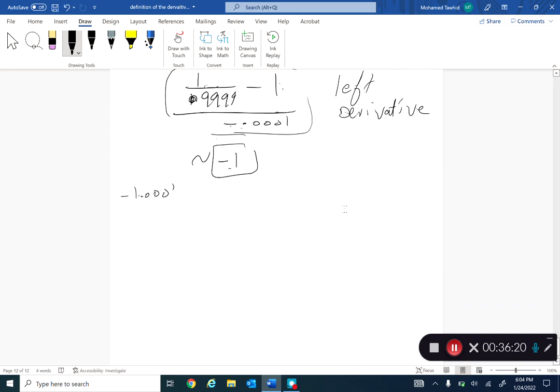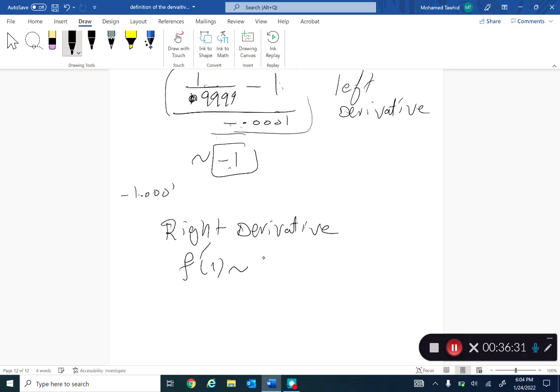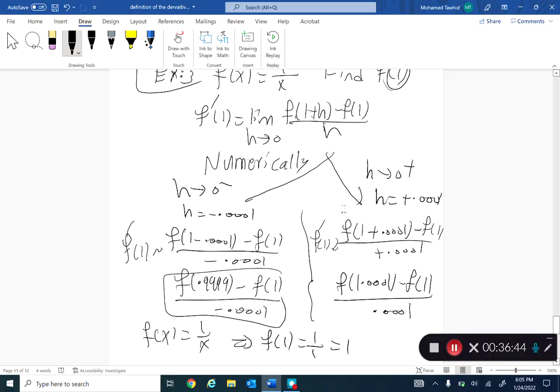I have to repeat the same story for the right derivative. What is your right derivative? It will be f prime of 1 almost, f of 1.0001 minus f of 1 over positive 0.001. How did I get that? If you look up here, this part, f of 1.001 minus f of 1 over plus 0.001, is when h goes to 0 from the right. I replace h by 0.001.